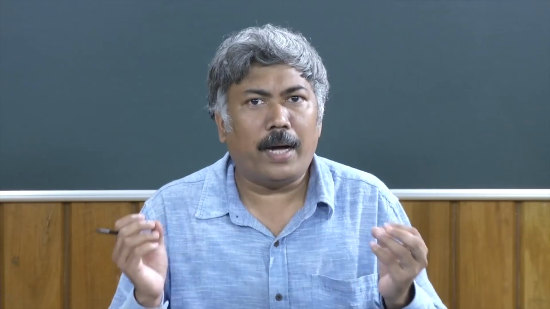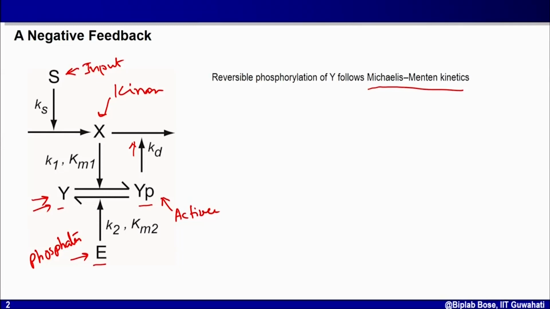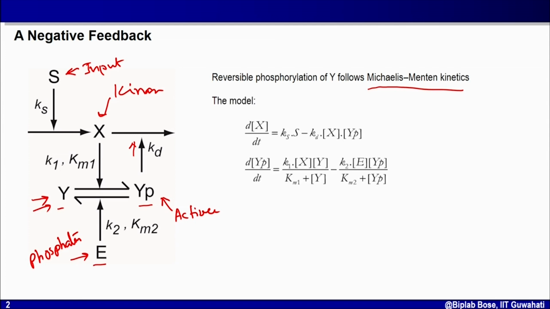We will use those concepts here in this model. We have included some other molecules here to create a circuit. So the first thing is I am considering this reversible reaction of Y to YP as per Michaelis-Menten kinetics. So let us start writing the ODEs. I have three dependent variables X, Y and YP. S is input and this is constant. S is not changing with time. So as I have three dependent variables, I have to write three ODEs.